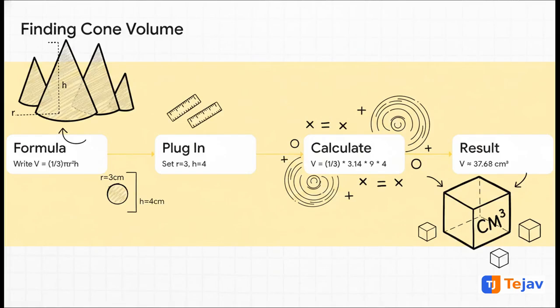This is exactly how you want to structure your board exam answers. Step 1, always write the formula first. Volume equals 1/3 pi r squared h. Step 2, plug in your values. Let's say we have a radius of 3 and a height of 4. Step 3, do the math. 1/3 times 3.14 times 3 squared, which is 9, times 4. And step 4, boom, we get our answer. Roughly 37.68 cubic centimeters. Never forget those cubic units.